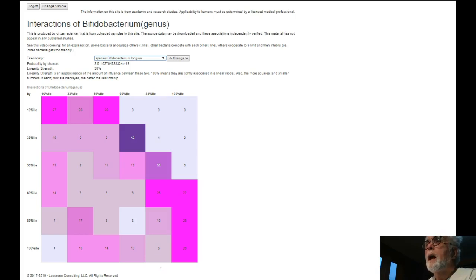Here we have a 6 by 6, and if you take a look at it, we're comparing a specific species compared to the genus as a whole. Basically, it's about 36% linearity between the two. And what we find is that as one increases, the other increases, which is to be expected. This is a species of this genus, so we expect them to go up. The fact that it doesn't go up that smoothly implies that other species of the bifidobacterium are perhaps conflicting.